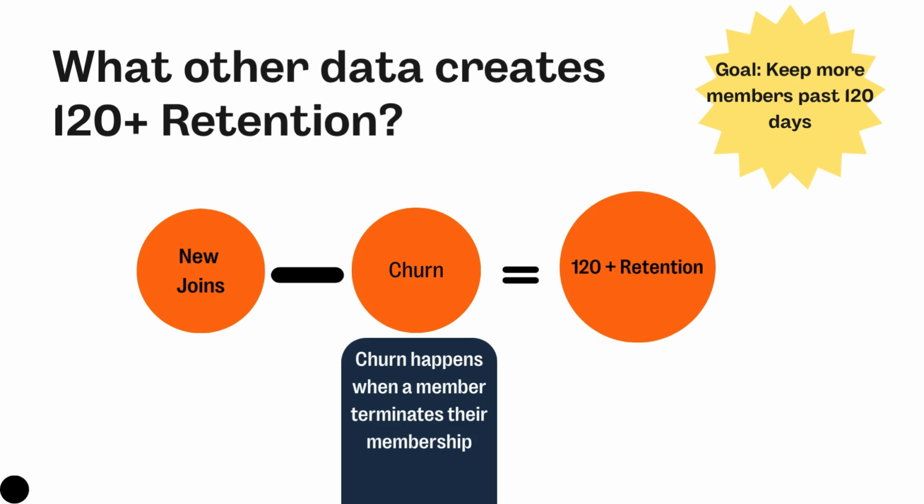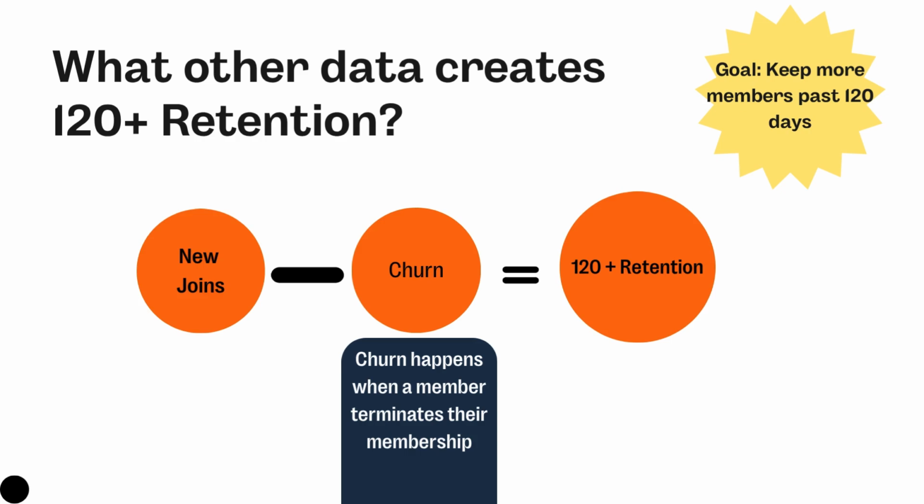So what other data creates 120 plus day retention? We know that our goal is to keep more members past 120 days, but what other information do we need to look at? Well, we need to look at our new joins and our churns. Our new joins are new folks who have signed memberships. It's those folks that are going to start at day 1, and we want to keep them past day 120.